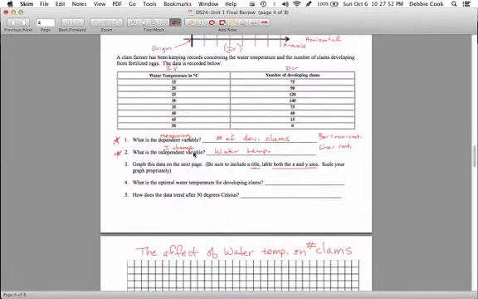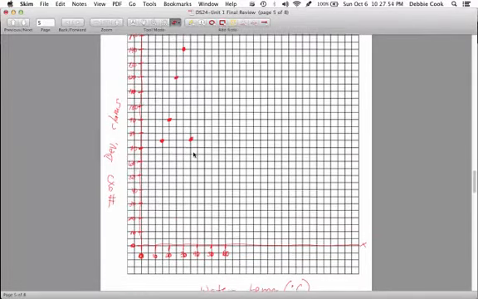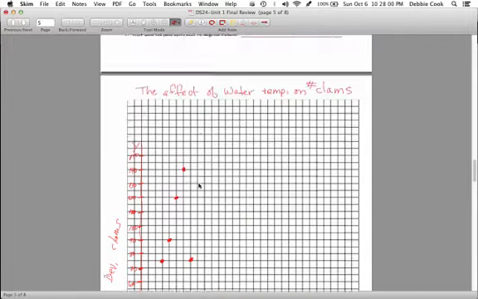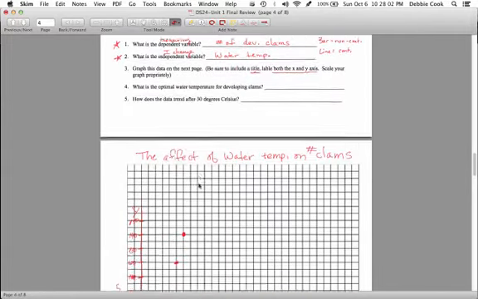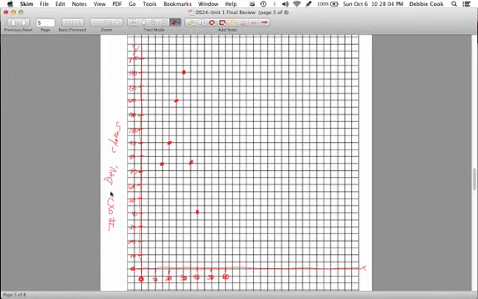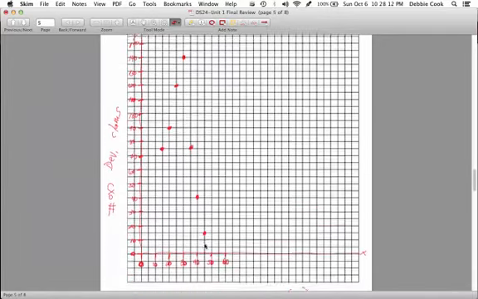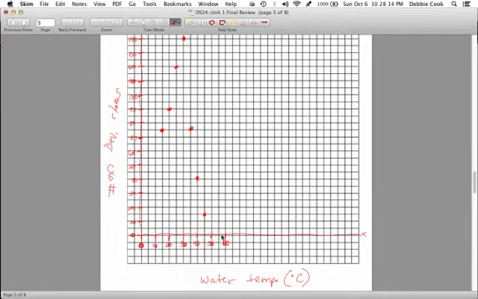I'm going to go back up looking at 40. At 40 degrees, I have 40 clams. So I'm going to go up till I get to 40. We're almost done. At 45, I have 15 clams. So at 45 degrees, I have 15. And then our last data point that we need is 50. And at 50 degrees Celsius, we have 0 clams.